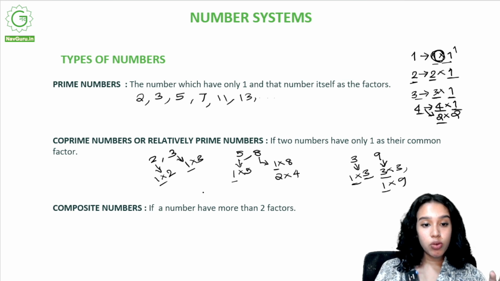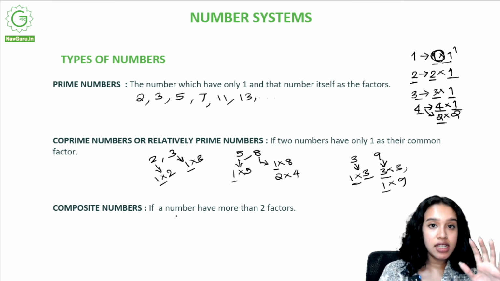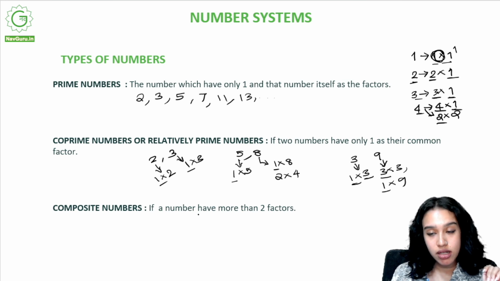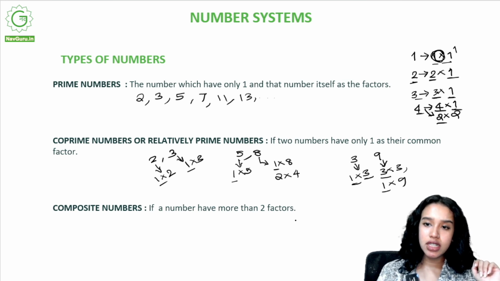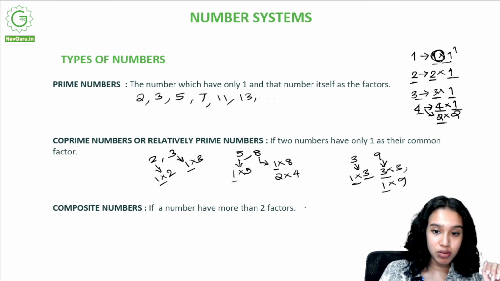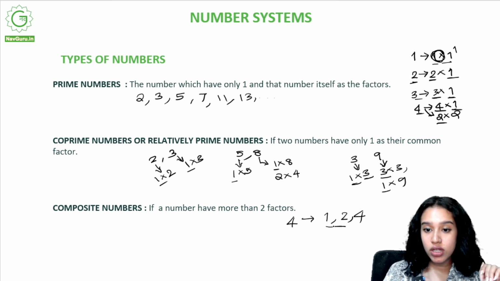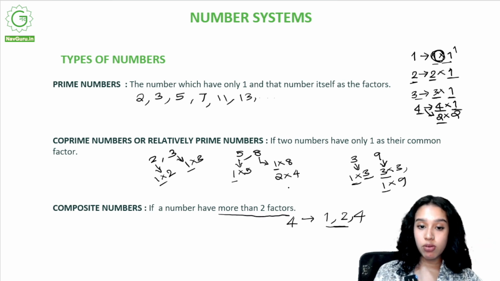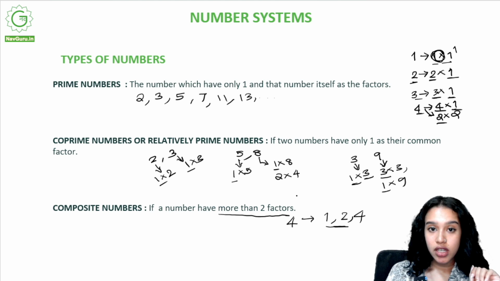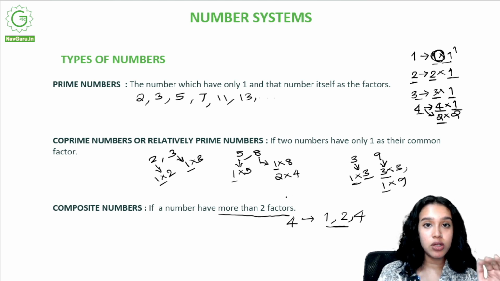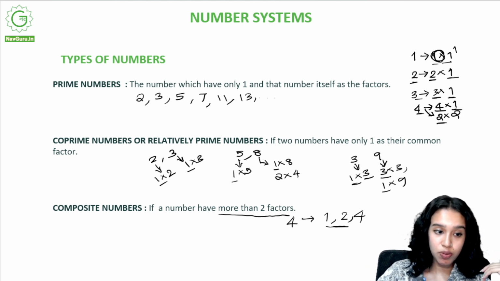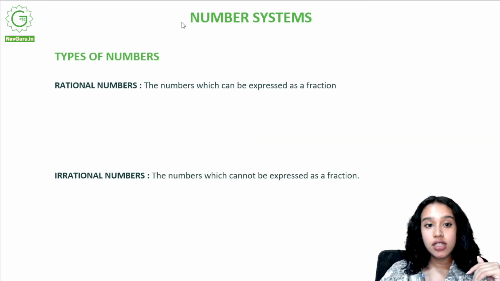So what is a composite number? The next thing we are studying is composite numbers. Composite numbers are numbers like 4 we were talking about. 4 has factors 1, 2 and 4. It has more than two factors, and that's why it's called a composite number. So we know what a prime number is, what a co-prime number is, and what a composite number is right now. So let's move on.